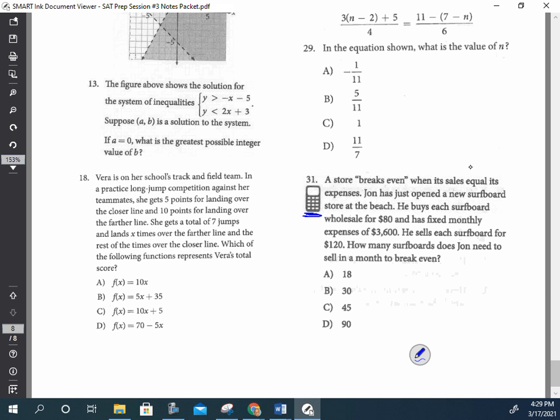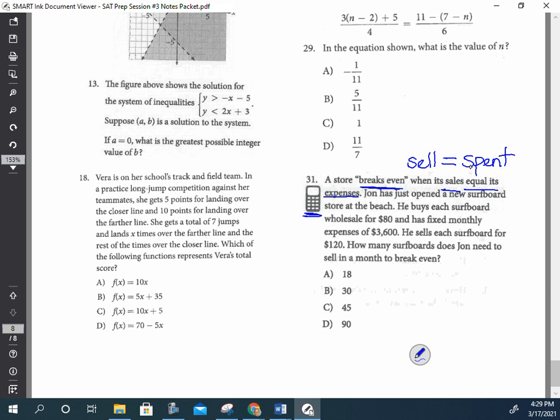So again, it's word problem based, but it's going to require you to set up an equation. So again, read it once to see what the problem's talking about. Now we're going to read it again to actually set everything up. So a store breaks even when its sales equal its expenses. So what you sell equals what you spend. What you sell equals what you spend.